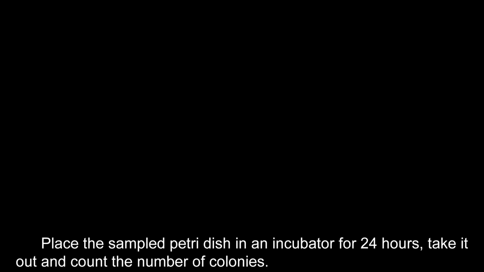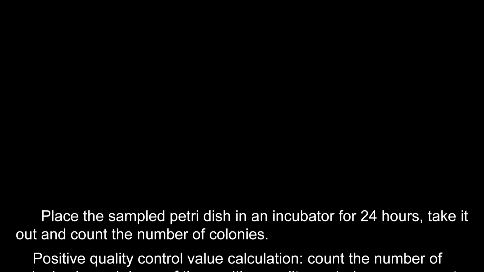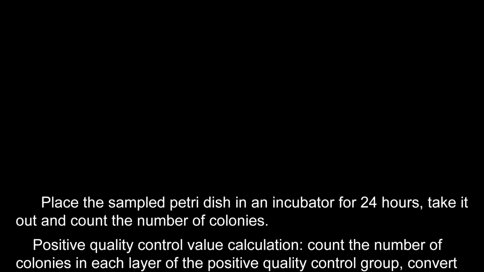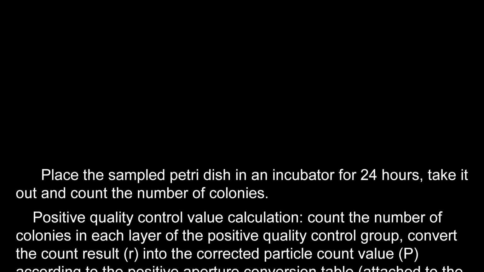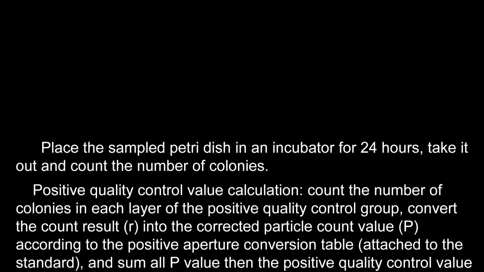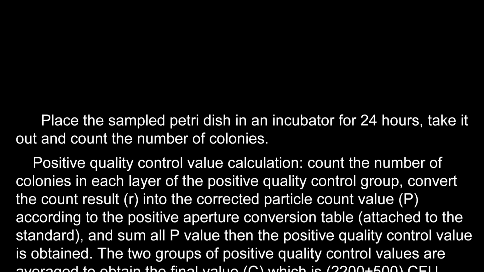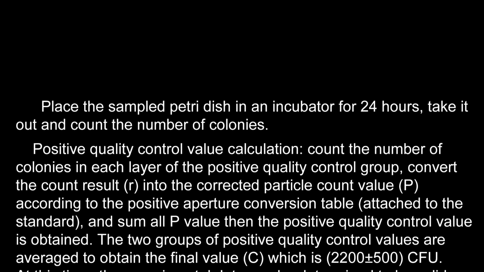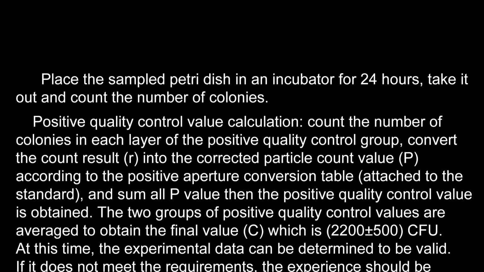Place the sampled petri dish in the incubator for 24 hours. Take it out and count the number of colonies. Positive quality control value calculation. Count the number of the colonies in each layer of the positive quality control group. Convert the count result, R, into the corrected particle count value, P, according to the positive aperture conversion table attached to the standard, and sum all P-values, then the positive quality control value is obtained.